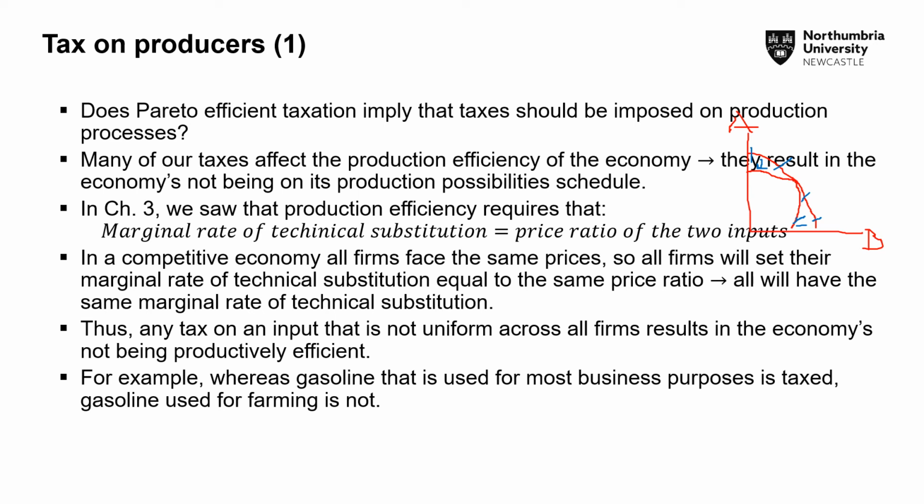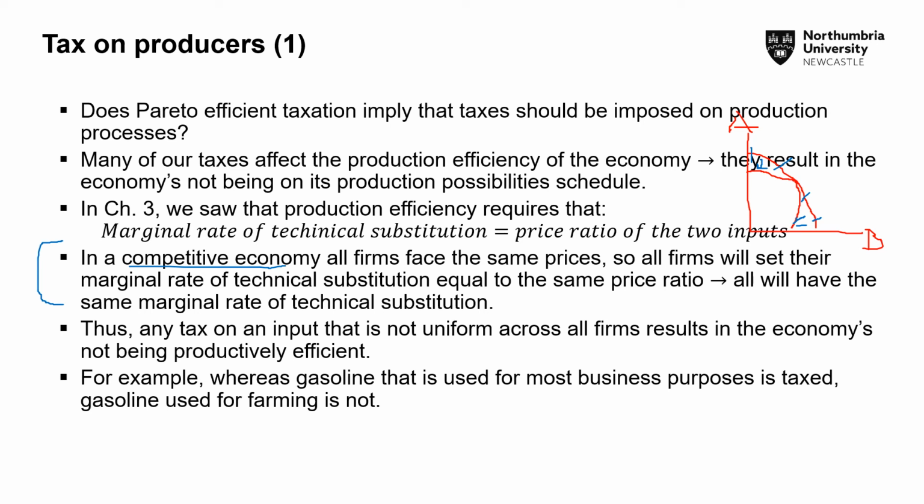Now, let's assume that we have a perfectly competitive economy, and in such an economy, all firms face the same prices. So all firms will set the marginal rate of technical substitution equal to the same price ratio because all firms are facing the same price ratio. Hence, all will have the same marginal rate of technical substitution. Remember, there are many firms in the economy and they're identical, and that is why we can make this assumption. That is an assumption that occurs under perfect competition.